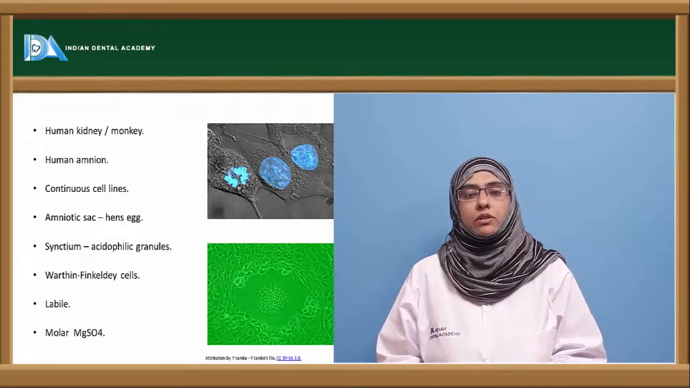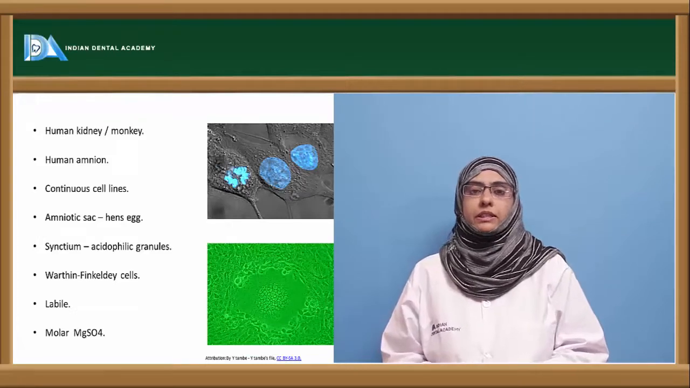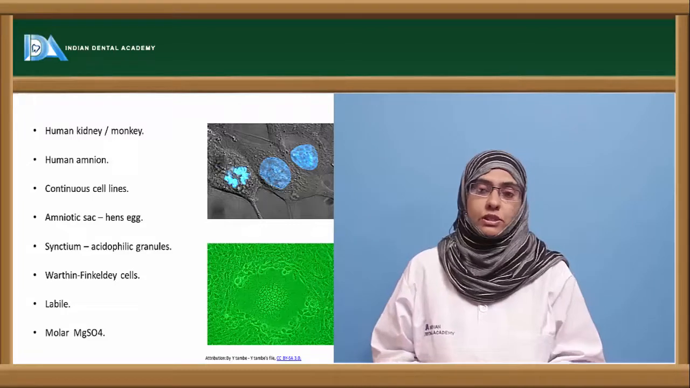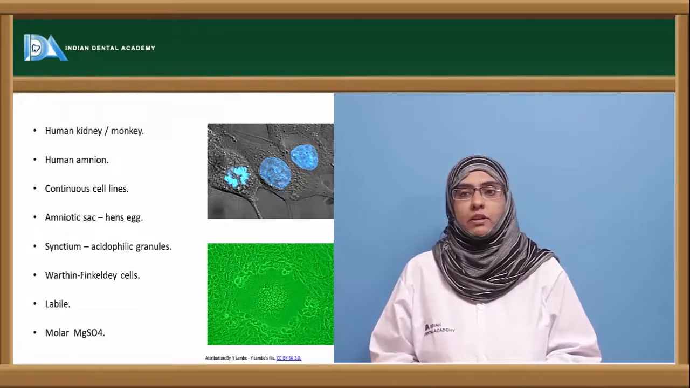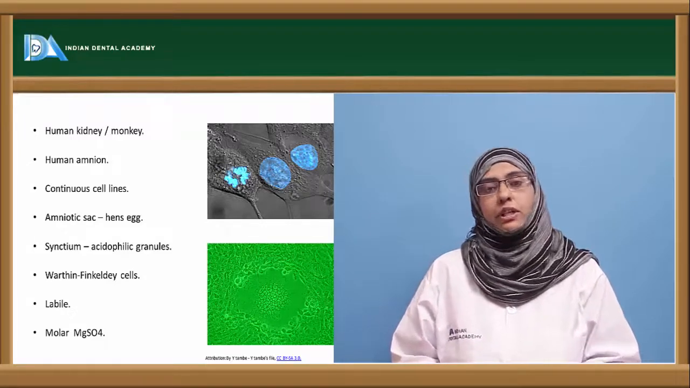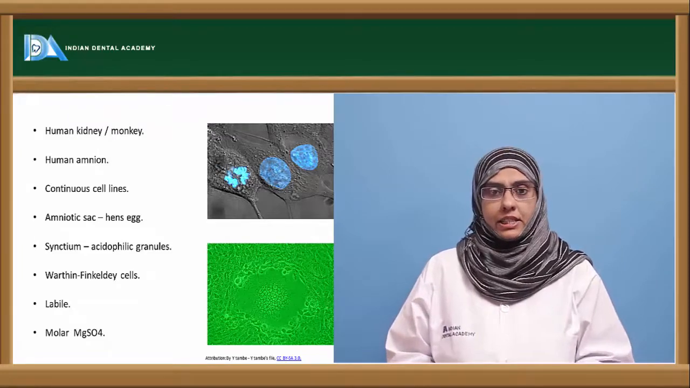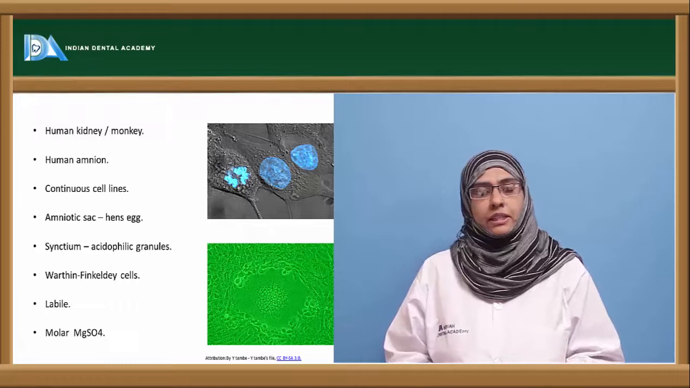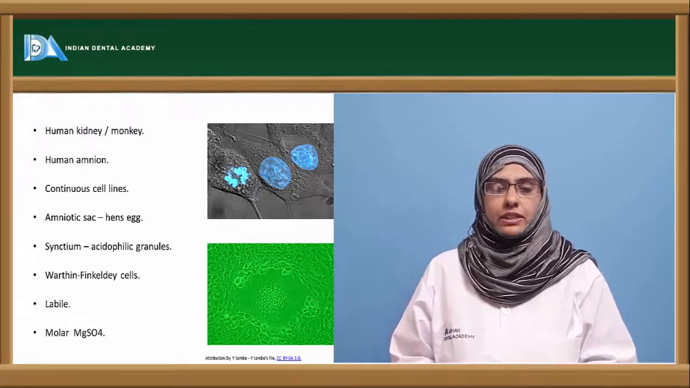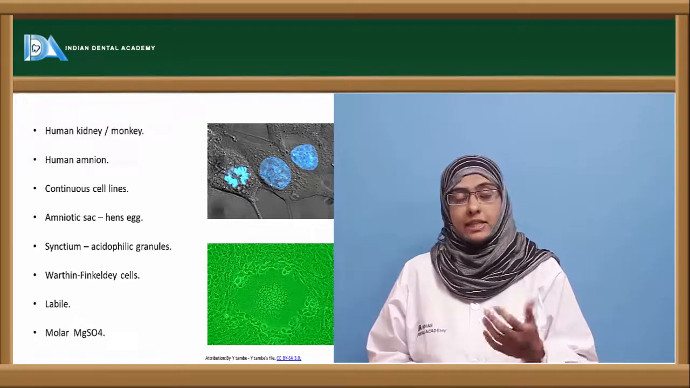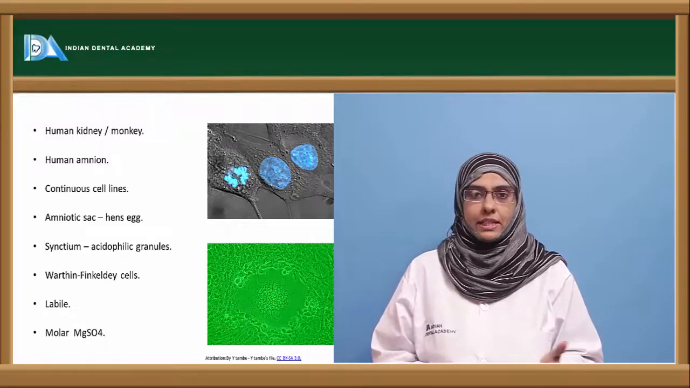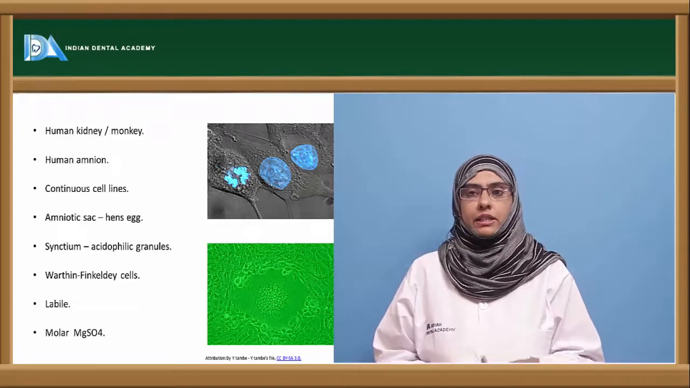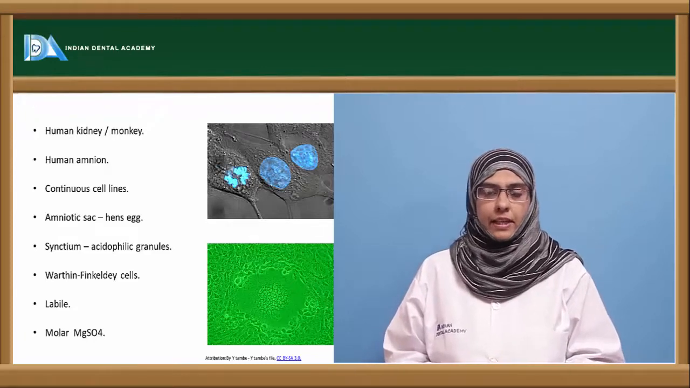Now coming to the growth of this organism, how can we isolate it in cell culture? The preferred choice for primary isolation is human kidney or monkey kidney, or you can go with human amnion cell cultures. To adapt the virus in cell culture, you can use continuous cell lines such as HeLa cells or Vero cell lines. This organism can also be grown in the amniotic sac of the hen's egg.